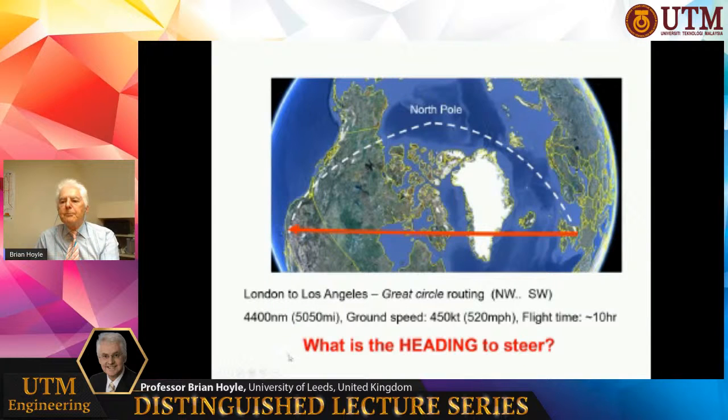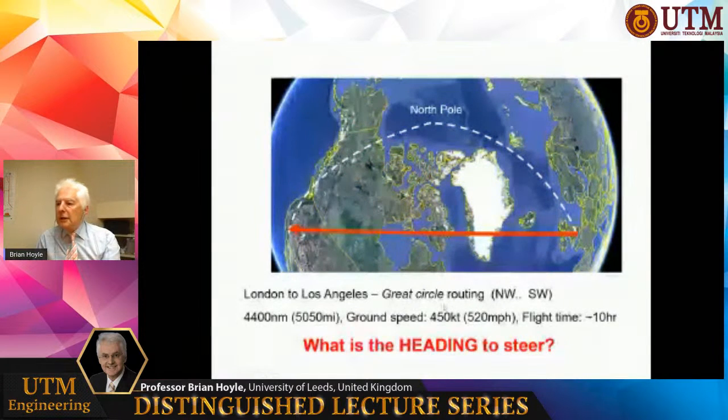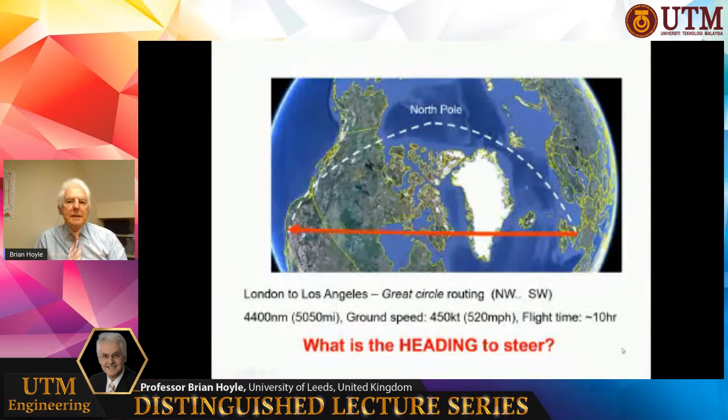If we take this distance, this is about 4,400 nautical miles, the ground speed about 450 knots, 520 miles per hour, about 10 hours flight time. So what's the heading to steer? Well, there isn't one really. We have to continually change our heading. So imagine doing this. If you ever thought about flying an aeroplane, it's rather like steering a car. You're driving this car for 10 hours and you're slowly, carefully, every fraction of a second, just turning the steering wheel just a little bit to the left.